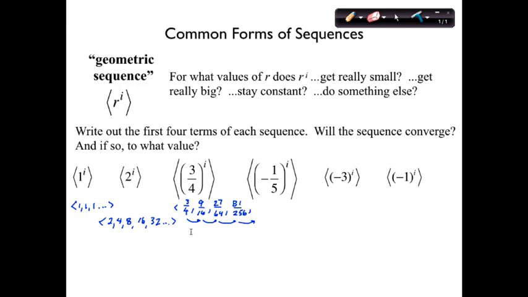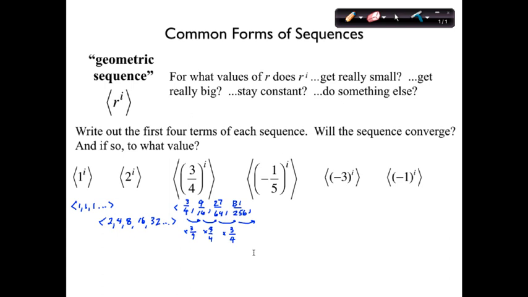So the second term is just the first one times 3/4. And then the third term is just the second term times 3/4. Then the fourth term is just the third term times 3/4. That's all you're doing. You just keep multiplying the previous term of the sequence by one more 3/4.